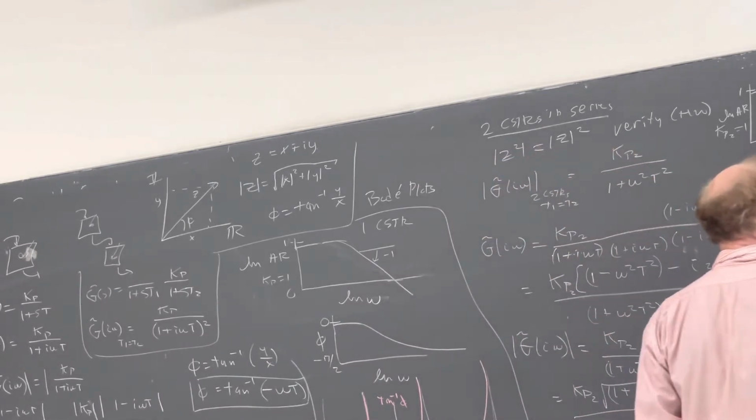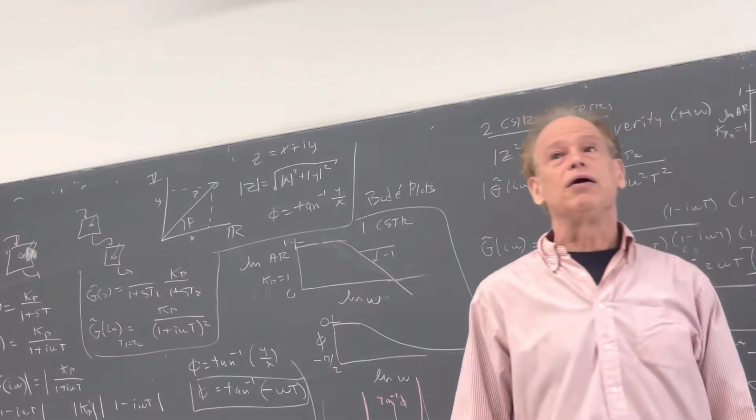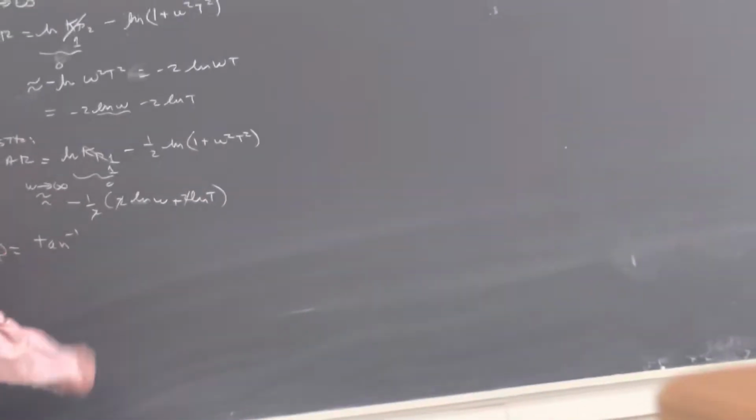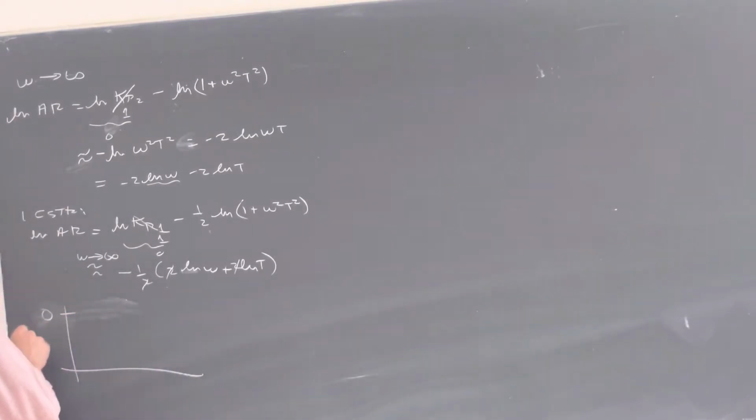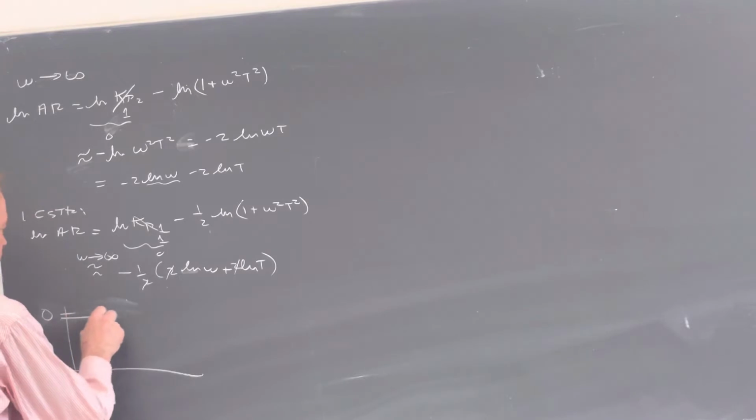So now let's look at phi. Phi is a little bit more tricky here. We said phi is the arctangent for 2 CSTRs. Here it is. So let's look at what happens to phi when omega is 0. Then the arctangent of 0 is 0. So as omega goes to 0, phi goes to 0. So that part is fine. And this is log omega.